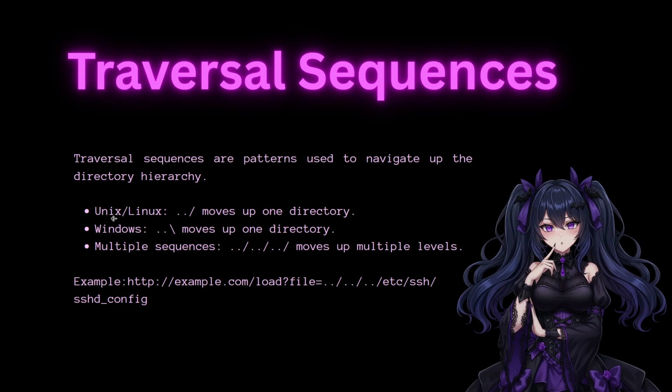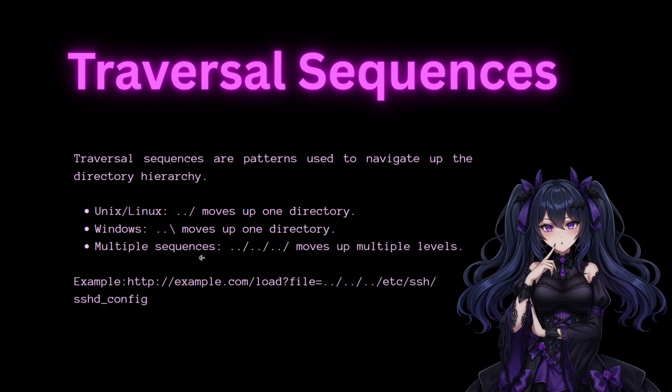In Unix or Linux, this format is used: dot dot forward slash. It moves up one directory. In Windows we use dot dot but backward slash, so it also helps to move up one directory. That means if you are in the etc password file, from there you can move to the etc directory. So just one directory up.